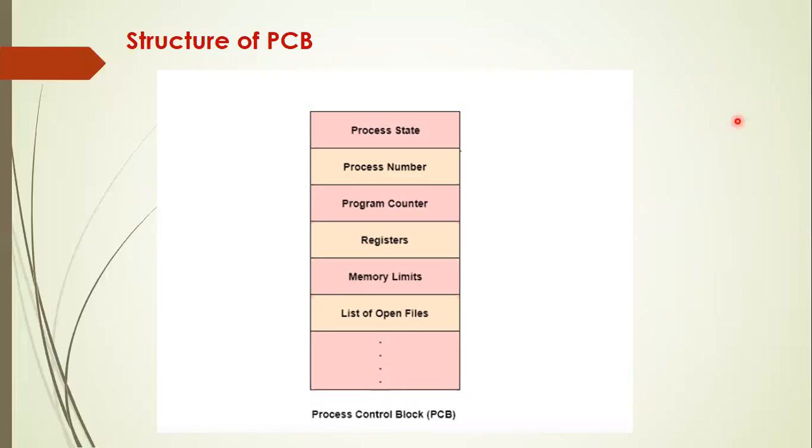In our previous slide, I have given only some 6 to 7 information about your process control block because they are the valid information or most important information. In addition to that, some other extra information is also available in your process control block. This is a typical structure of your process control block.